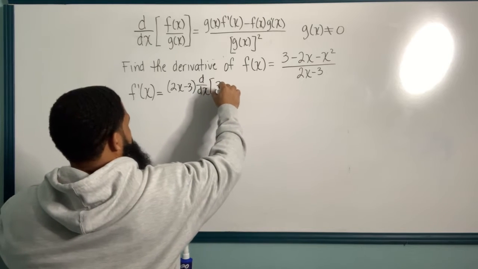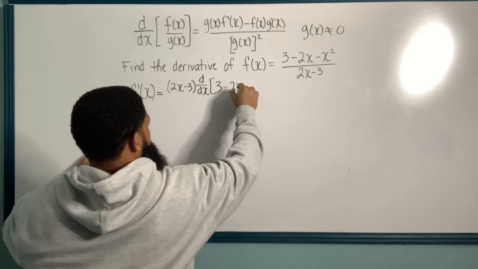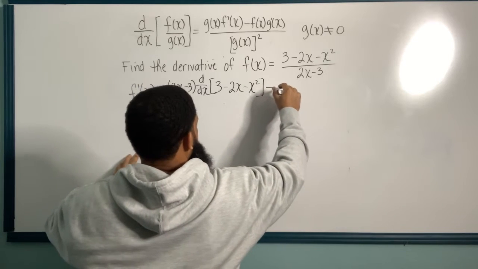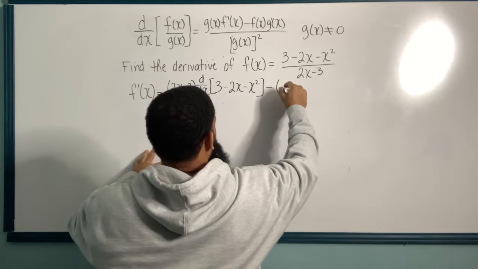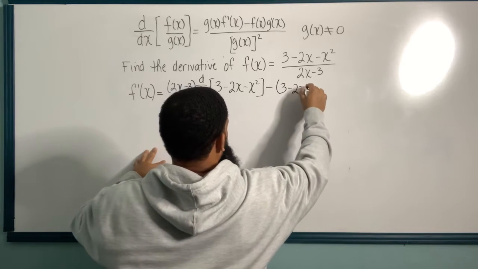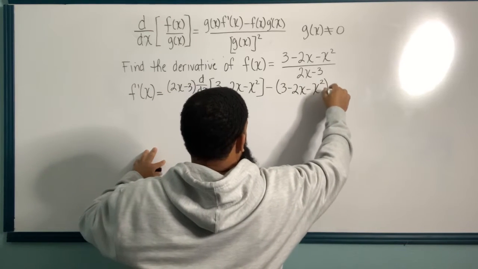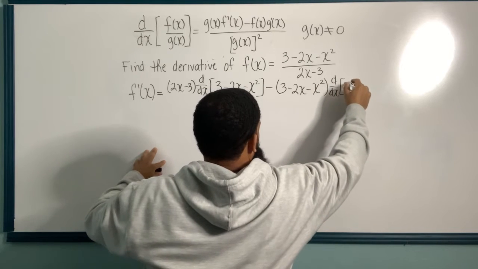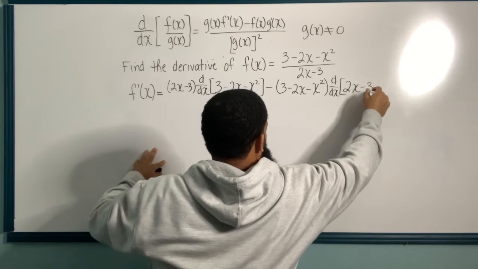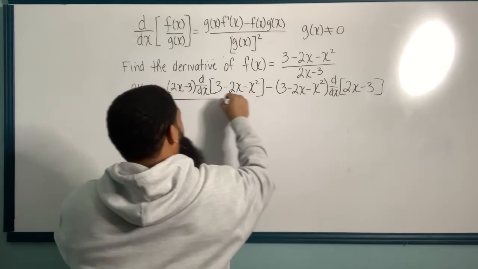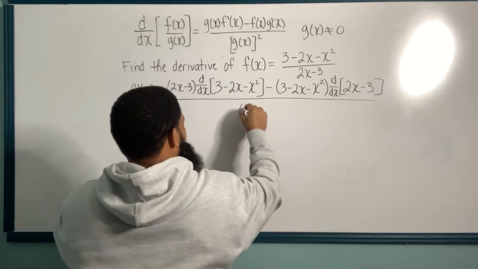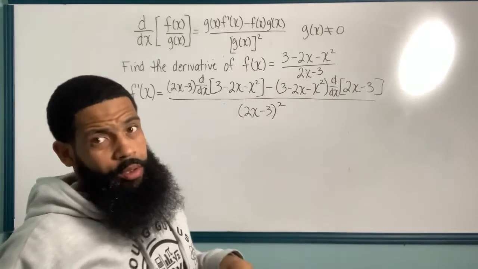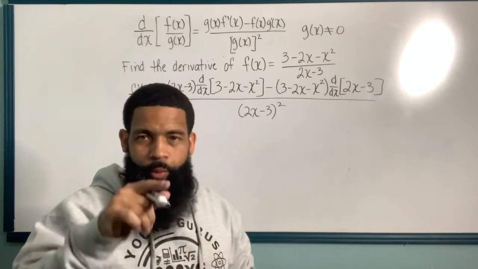of the numerator, minus the numerator times the derivative of the denominator. Still not done. All over the denominator squared. That's long, but we're going to break it down.